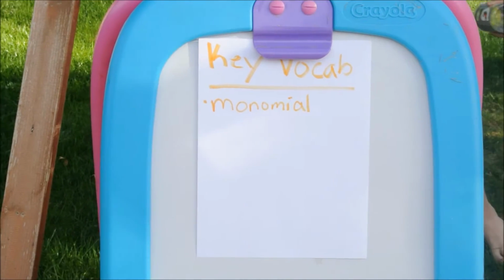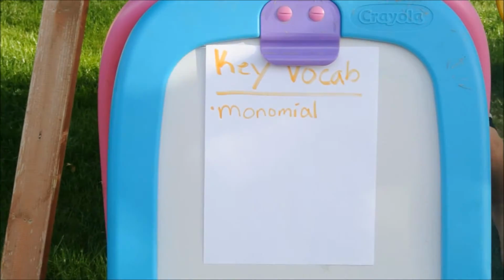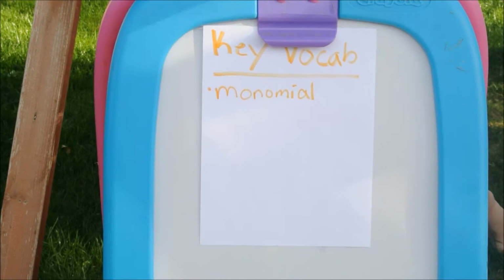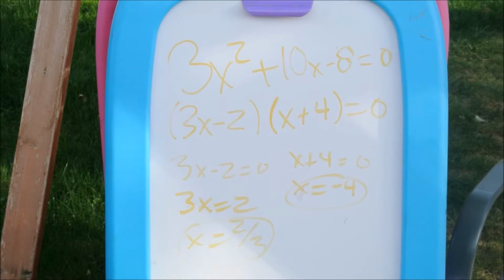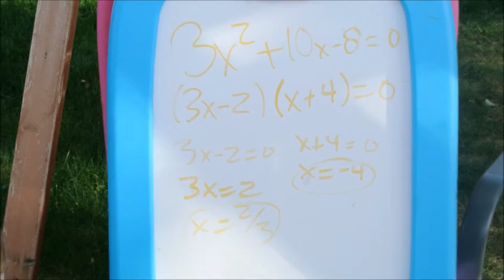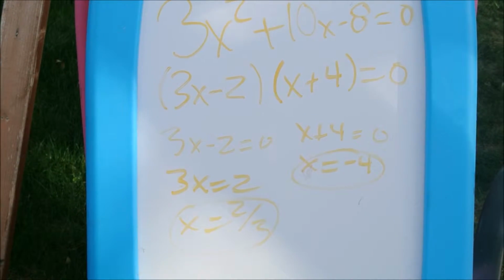Key vocab. Monomial. A monomial is an expression that is either a number, a variable, or the product of a number and one or more variables. Step 1. Write original equation. Step 2. Factor. Step 3 is to use the zero product property. Step 4 is to solve for x.